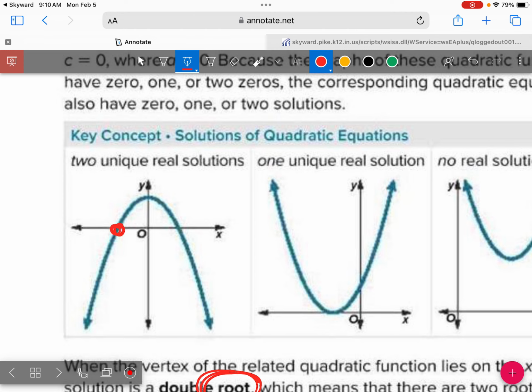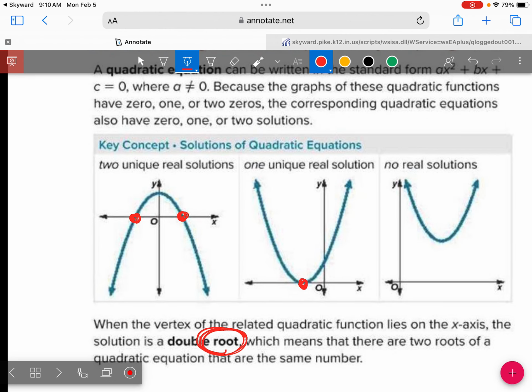It's possible to have 2 x-intercepts, or you can have 1, or you can have none. Okay? It is impossible for a parabola to have 3 x-intercepts. The most you can have are 2, you can have 1, or you can have none.